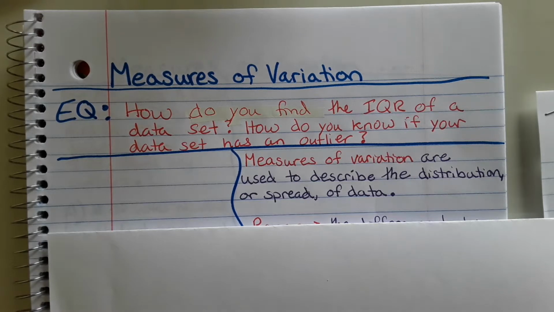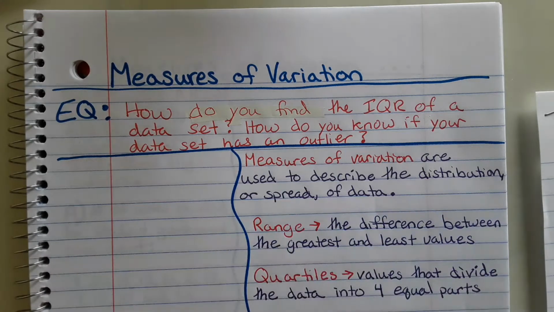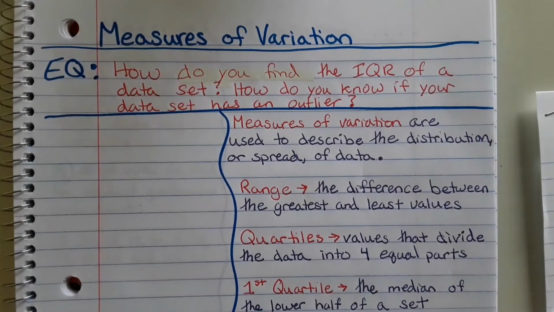So to start, our essential question is, how do you find the IQR of a data set, and how do you know if your data set has an outlier? So those are two questions you're going to want to be able to answer by the end of this lesson. All right, to start, let's just go over some of the vocabulary we're going to be working with.